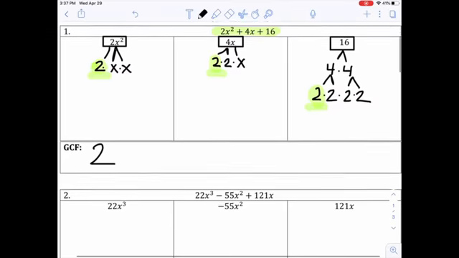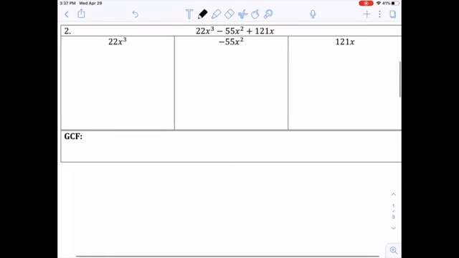All right, now let's take this a step further. We have number 2. Number 2, we have 22x to the third power minus 55x to the second power plus 121x. So it's broken down into 3 separate parts because there's 3 separate terms. So let's do our prime factorization. For 22, think of numbers that go into 22. I'm going to use 22 and 11. Now I'm going to look at my variable. Since it's x to the 3rd power, that means that you have x times x times x, or rather 3 x's. So I'm going to bring down 1, 2, 3 x's.